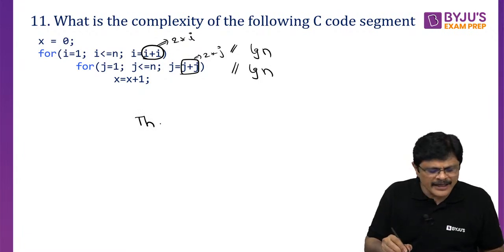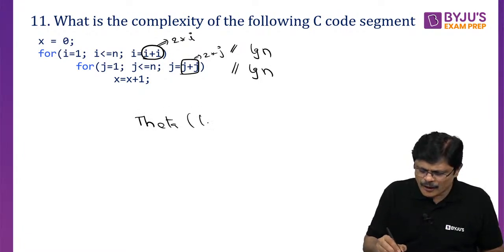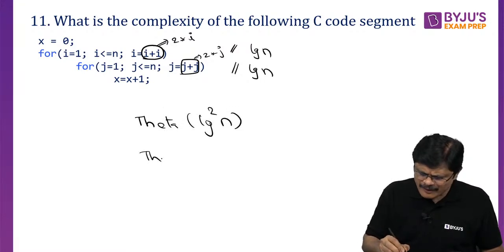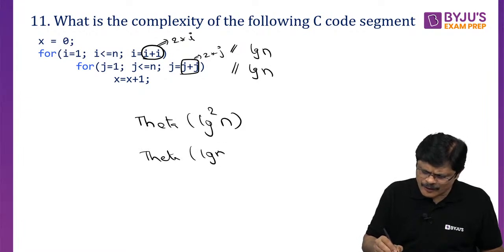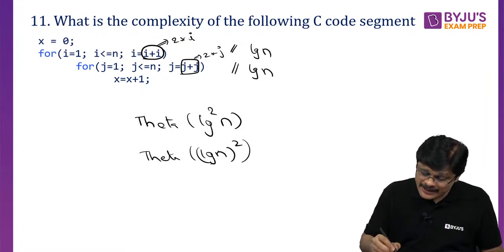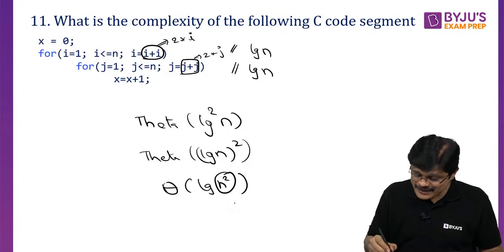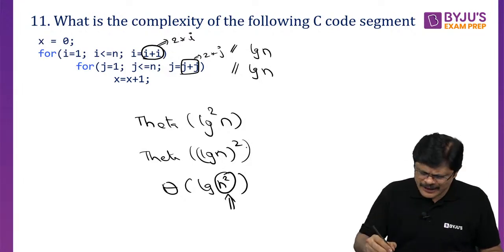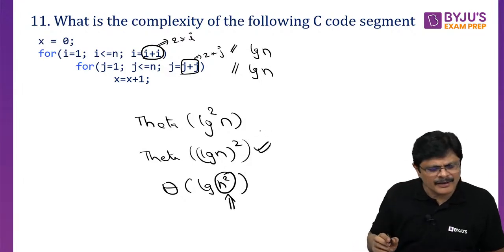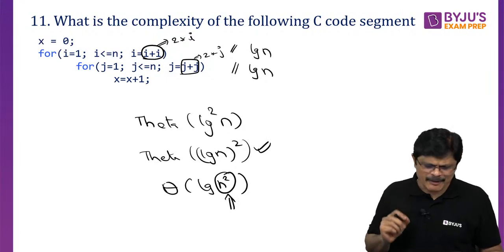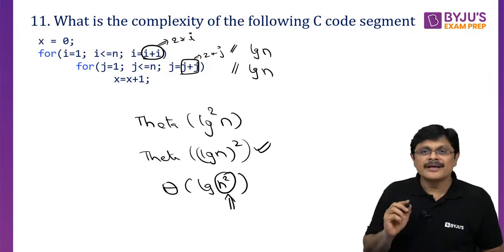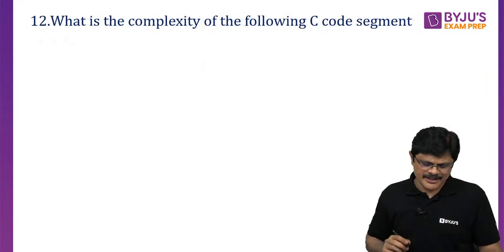There are 2 ways of writing. You can write theta log square n, which is also called log n whole square. But theta log n square you should not write. This is wrong, be careful. You written correctly, that is perfect. I don't have any problem. Got it? Next problem, 12th problem.